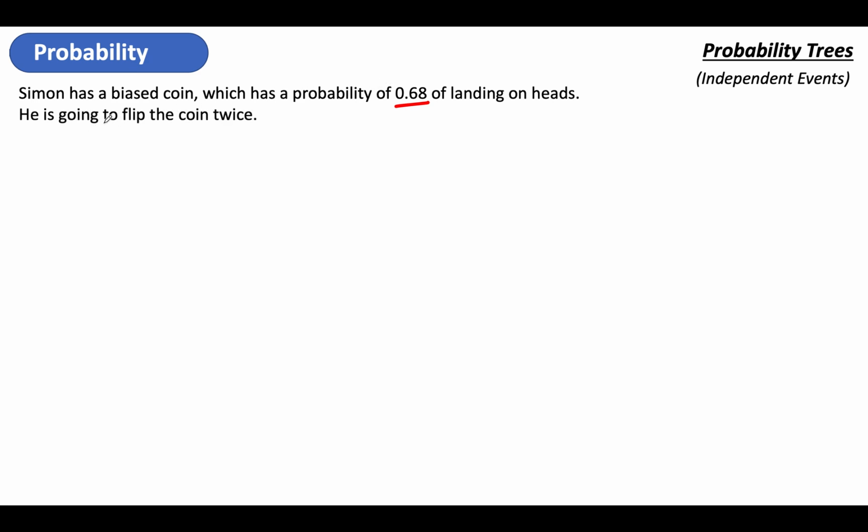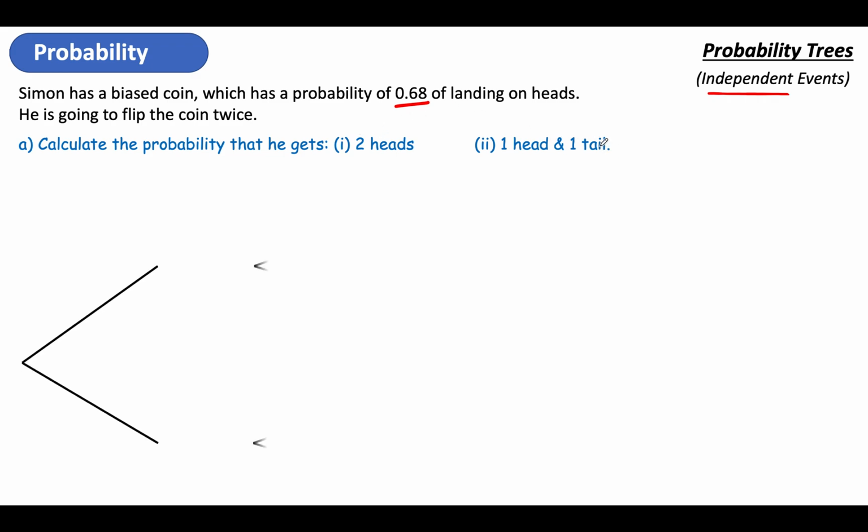And he's going to flip the coin twice. So there's our 2 events: flipping it once, flipping it twice. And of course these are independent, so the probabilities on the second set of branches will be the same as the first. Can you work out the probability that he gets 2 heads, or 1 head and 1 tail?